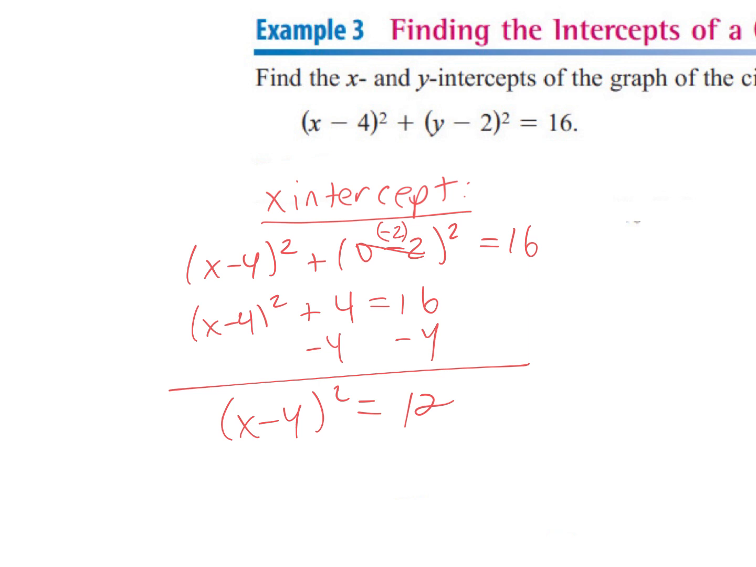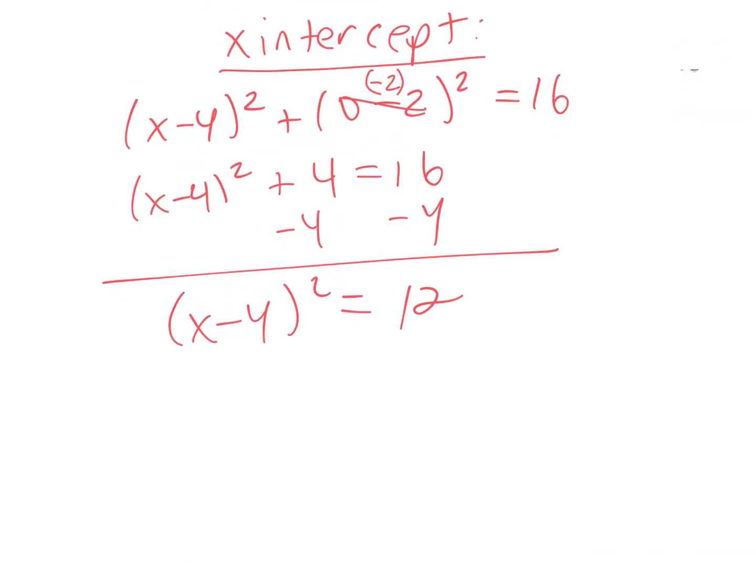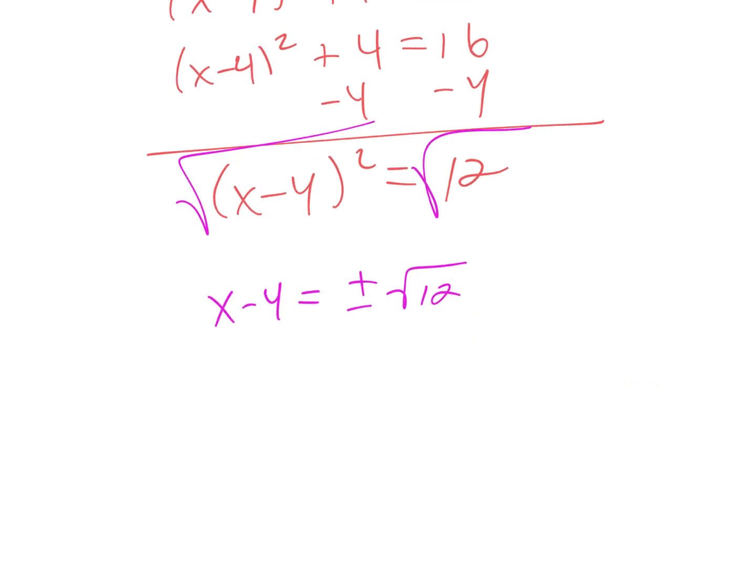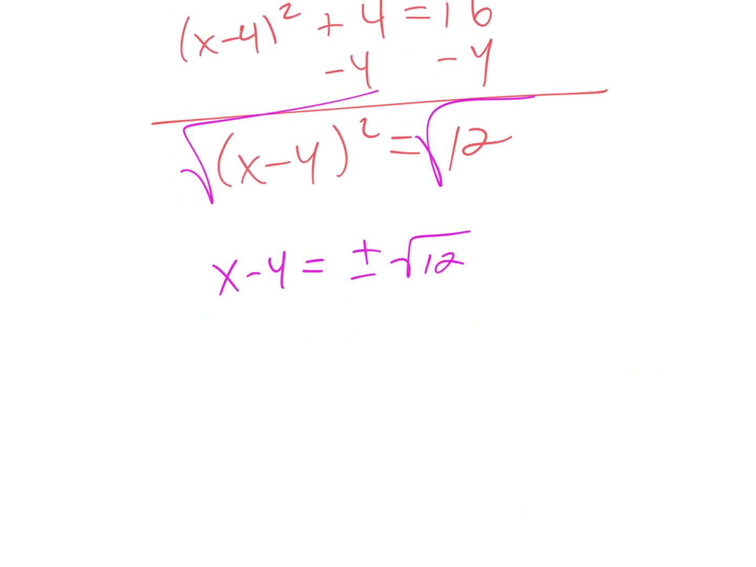Now there's nothing else I can do. My parenthesis is all by itself. Now what? How do you get rid of the squared? Take the square root. So you have x minus 4 equals, what goes in front of a square root? Plus or minus. We're not talking about distance here. We're talking about points on a graph. And then now what? Add 4. So x equals 4 plus or minus the square root of 12.